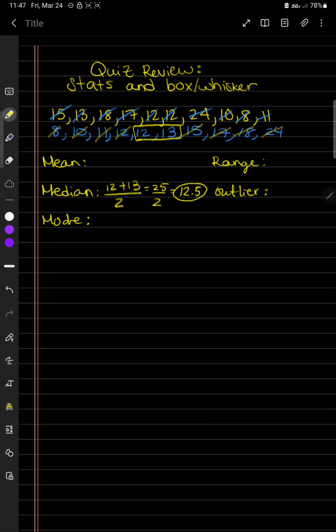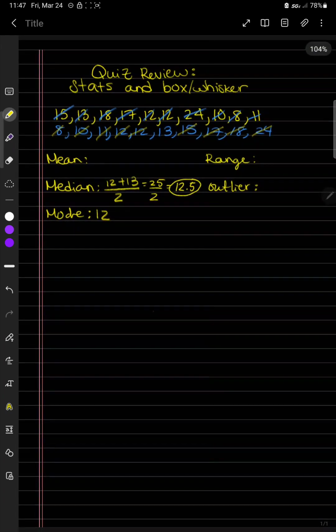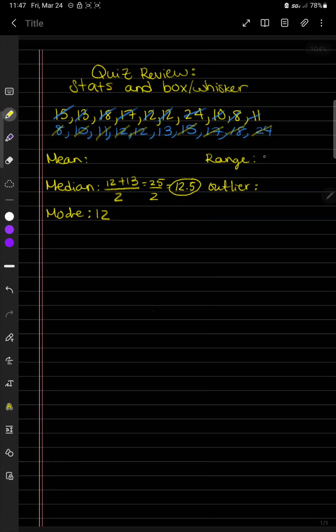Mode is the one that you see the most or that repeats the most. In that case, it would be 12 because we have two 12s. So 12 is our mode. Our range is when we take the biggest number and subtract the smallest number. So we have 24 minus 8. Make sure you guys show your work. 24 minus 8 is 16.